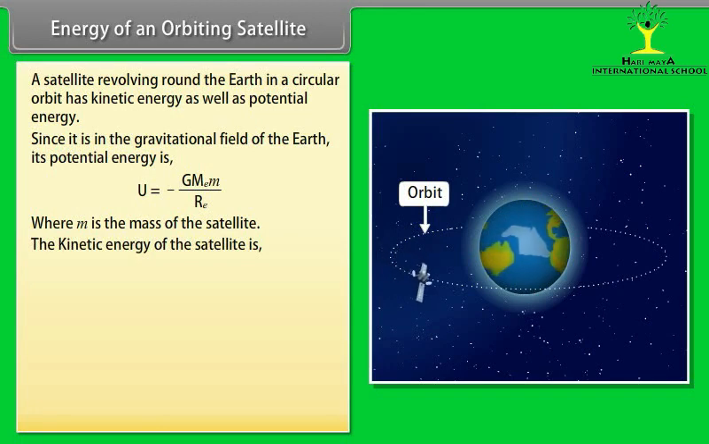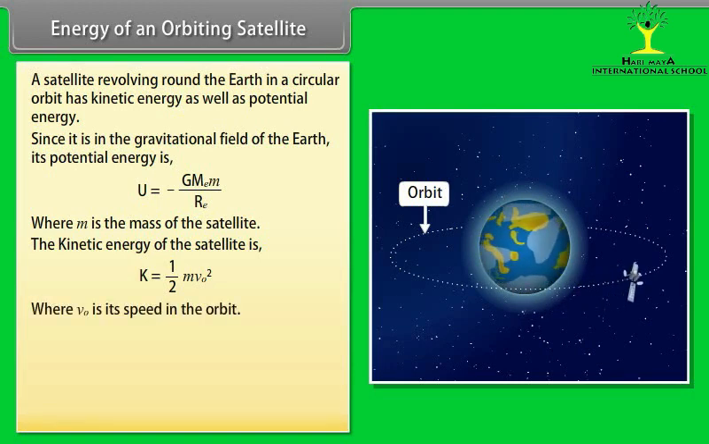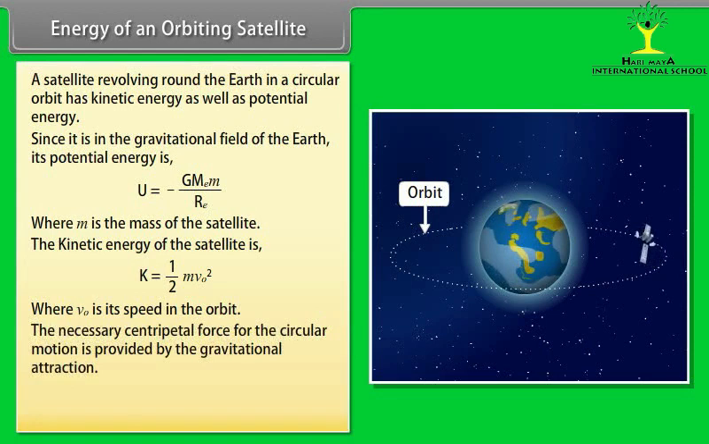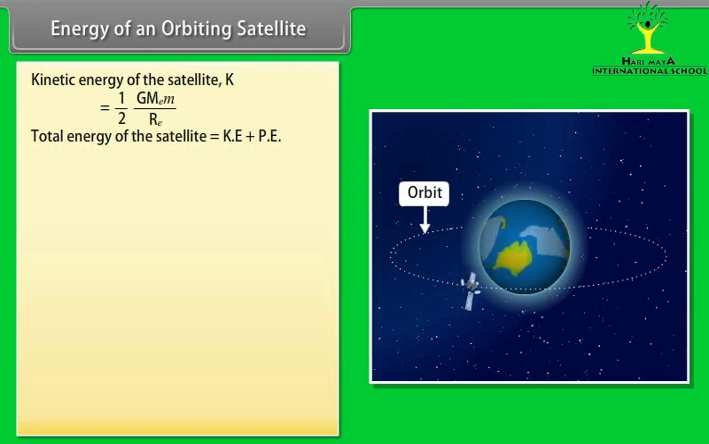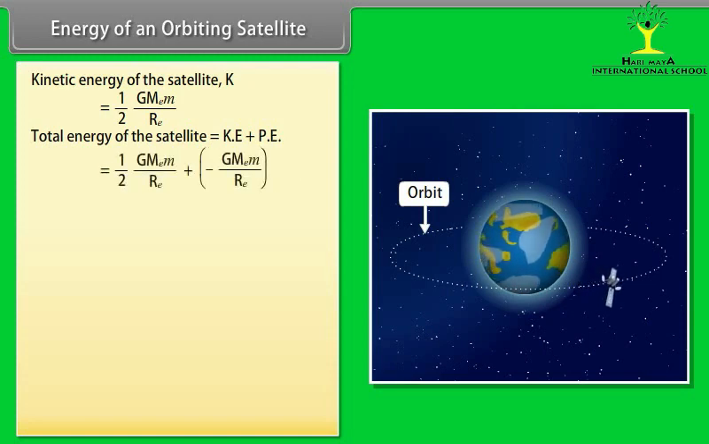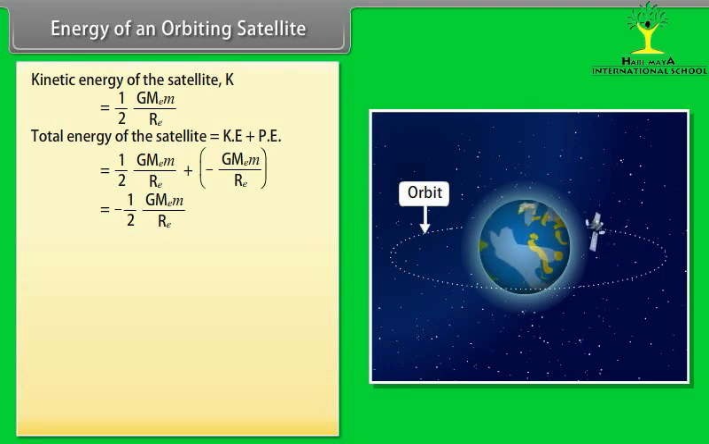The kinetic energy of the satellite is K equal to half mv naught square, where v naught is its speed in the orbit. The necessary centripetal force for the circular motion is provided by the gravitational attraction. Total energy of the satellite is equal to kinetic energy plus potential energy. On calculating, we get total energy is equal to minus 1 by 2 GMEM divided by RE.